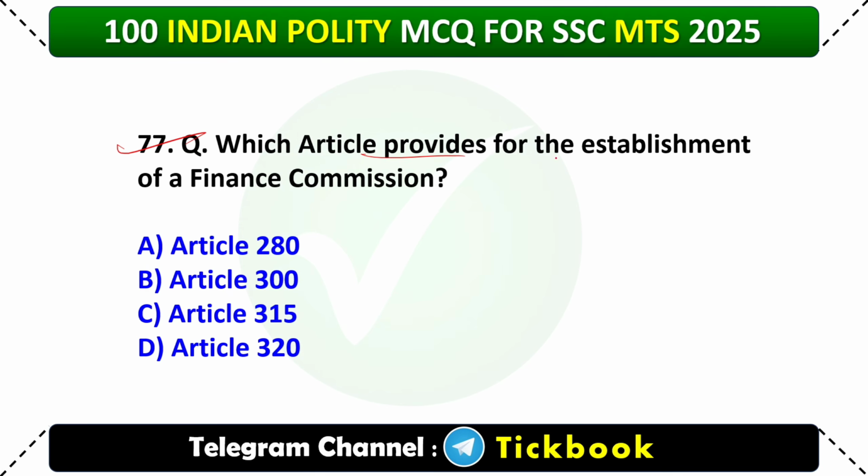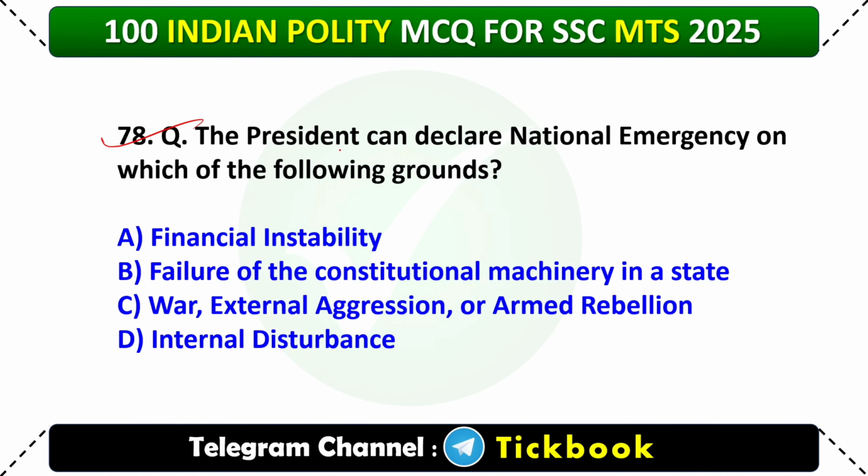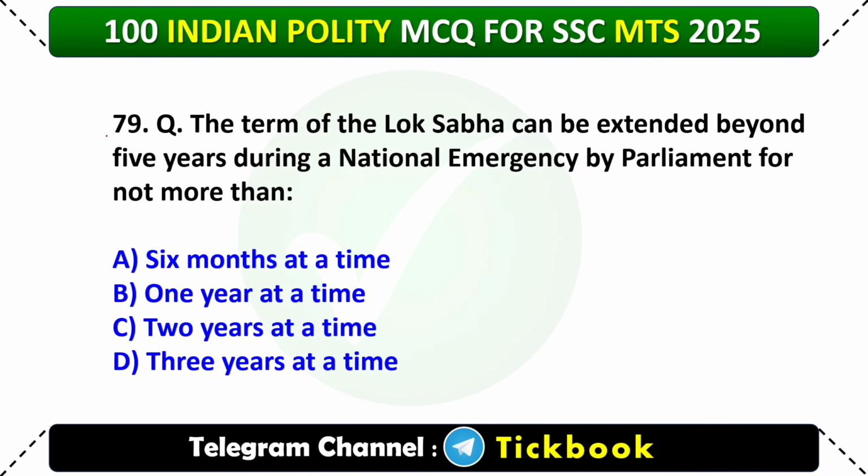77. Which article provides for the establishment of a Finance Commission? Option number A, Article 280. 78. The President can declare national emergency on which of the following grounds? Option number C, war, external aggression, or armed rebellion.